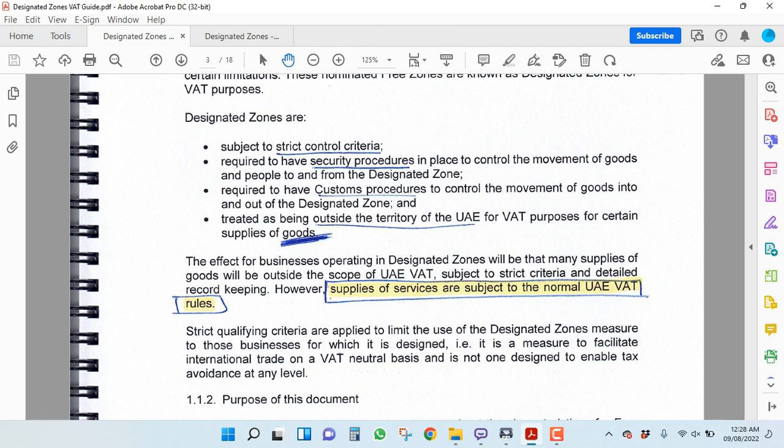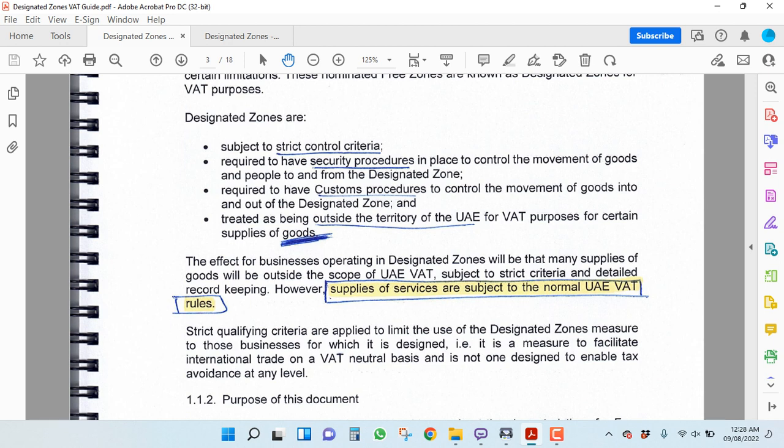The effect for a business operating in a DZ, we will call designated zone a DZ, will be that many supplies of goods will be outside the scope of UAE VAT, subject to strict criteria and detailed record keeping. There are two points to be noted: strict criteria and detailed record keeping. However, supply of services is subject to normal UAE VAT rules.